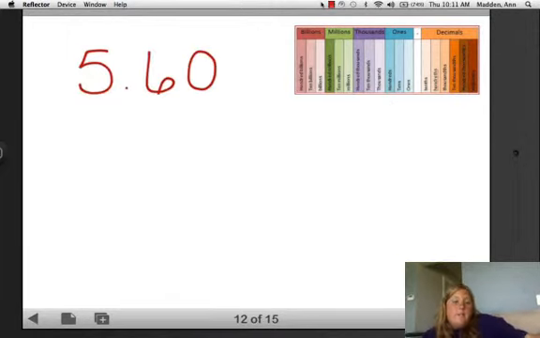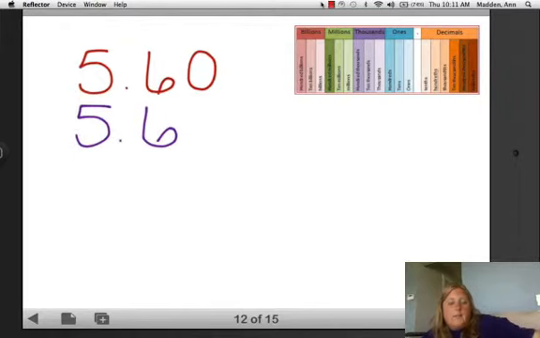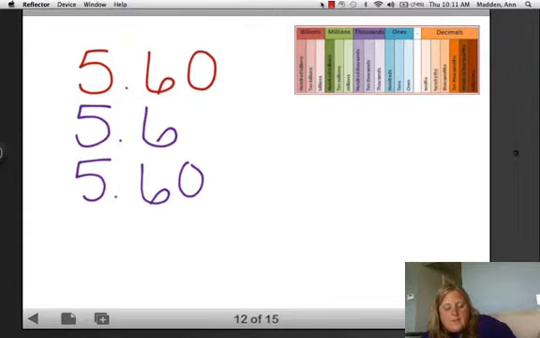Write an equivalent decimal for this one. How would I say it first? 5 and 60/100. An equivalent decimal? I could take off that 0. 5 and 6/10 is the same thing. 5 and 600 thousandths is the same exact equivalent number.